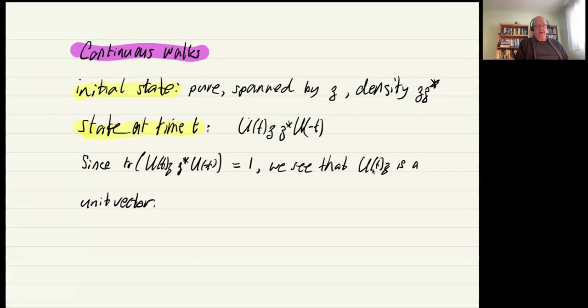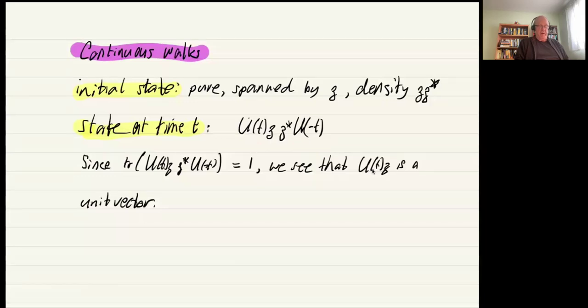States are given by density matrices. A pure state is given by a rank 1 density matrix. The rank 1 density matrix can always be written as the outer product of a unit vector z with itself. You make it a unit vector, that gives you trace 1, and it's positive semi-definite for free. And with that assumption, if you're a quantum walk, the state at time t is given by this.